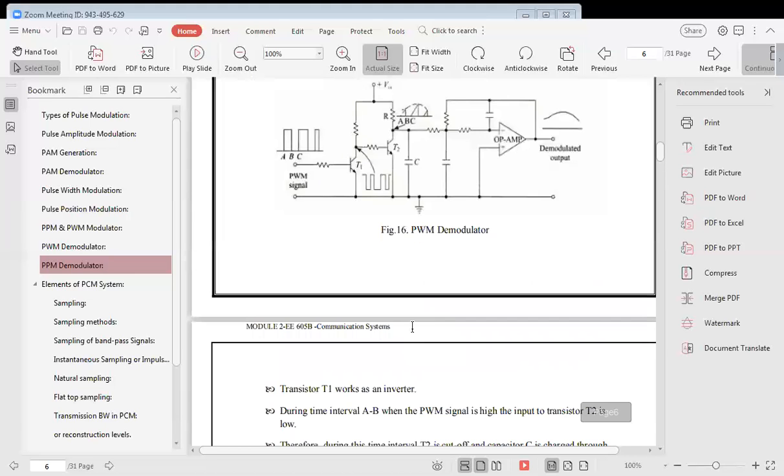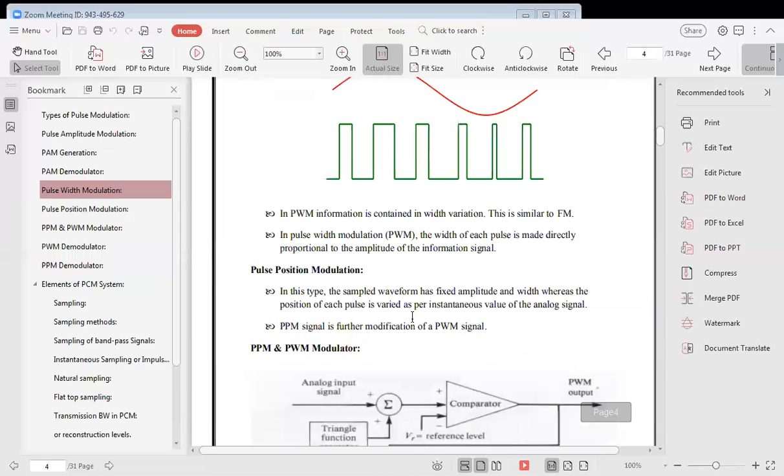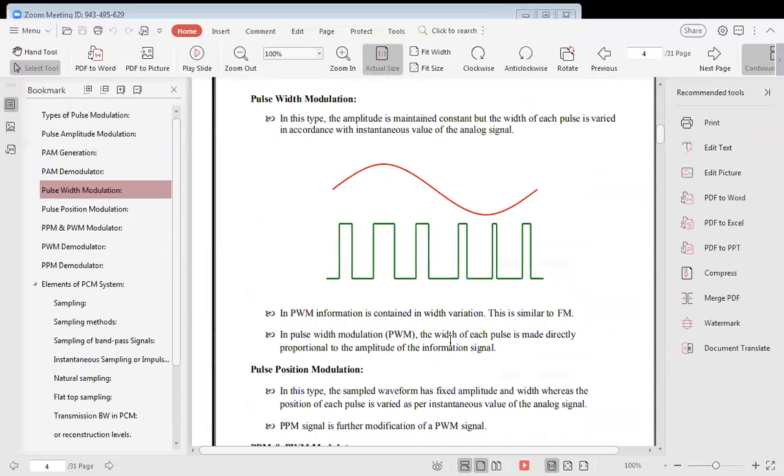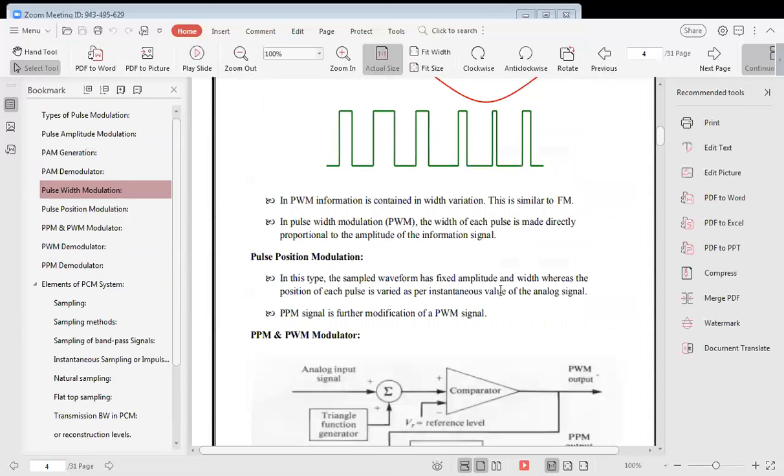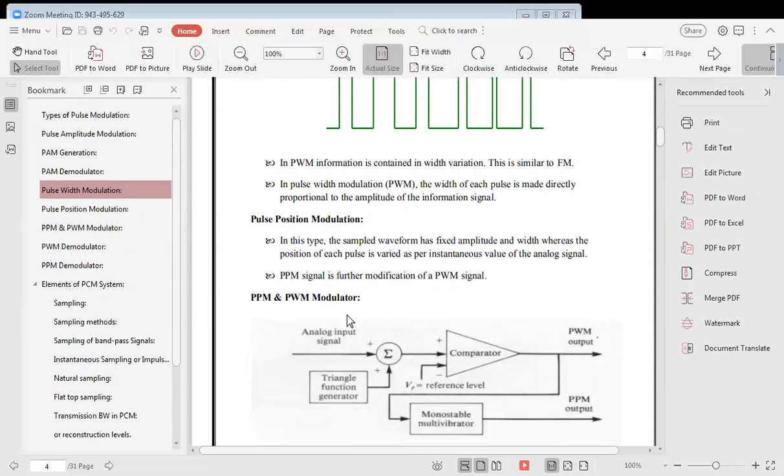So PWM and PPM are related. If PWM is differentiated, then we get the PPM signal. If you have the PWM modulator, then after a differentiator connected to a diode, we get a PPM modulator.